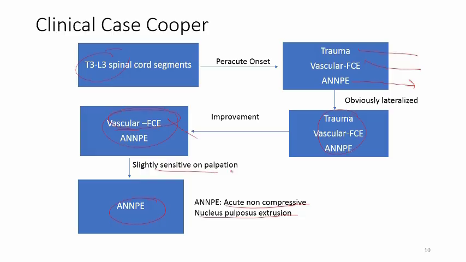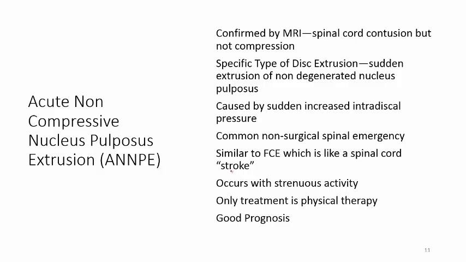So that's your case-based diagnosis. You look at what you have, you see where it is, does it improve or not, and then it gives you your full ideas. We could do this with many other cases, but this is basically what we did with Cooper, who had acute non-compressive nucleus pulposus extrusion.